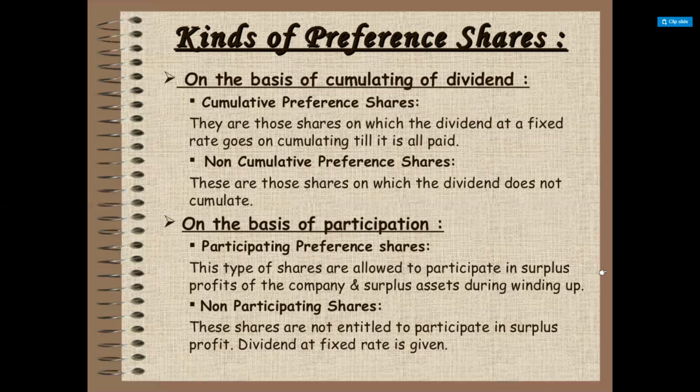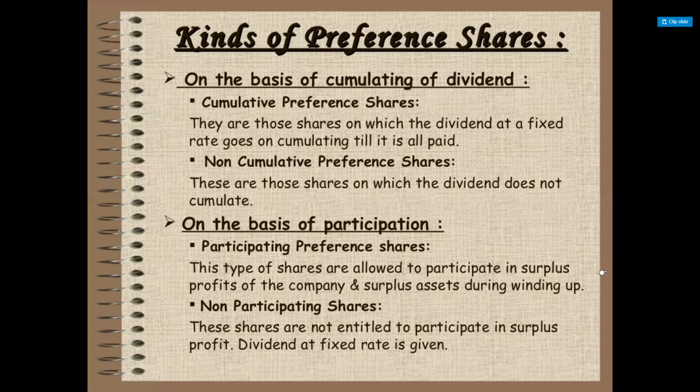First, on the basis of cumulating of dividend: cumulative preference shares and non-cumulative preference shares. Cumulative are those shares on which the dividend at a fixed rate goes on accumulating till it is all paid. Non-cumulative preference shares are those shares on which the dividend does not get accumulated. So the first kind, on the basis of cumulating of dividend, is divided into two: cumulative preference shares and non-cumulative preference shares.